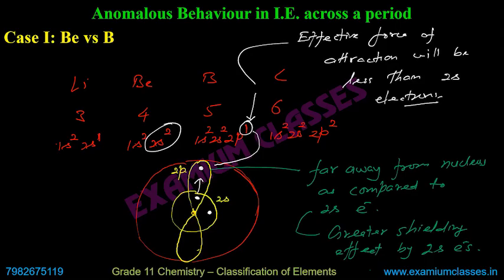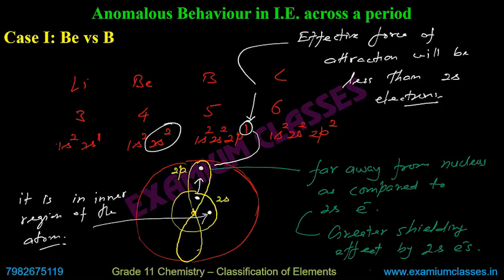Secondly, it is more difficult to remove electron from the inner region. This electron, if I consider, it is in inner region of the atom. So to remove this electron, it will require more energy. Hence, it will require greater energy.